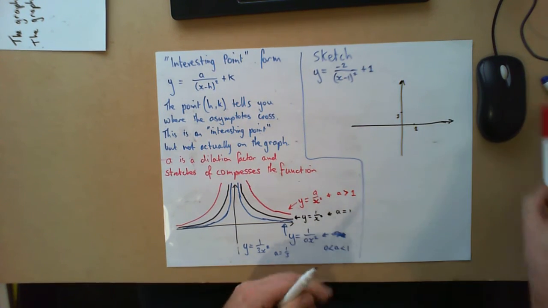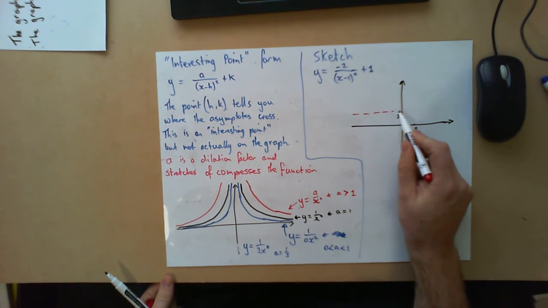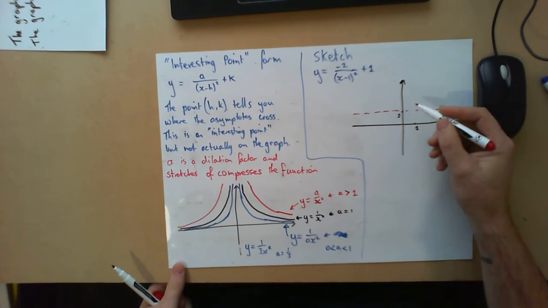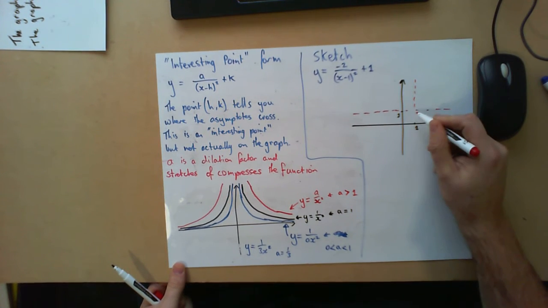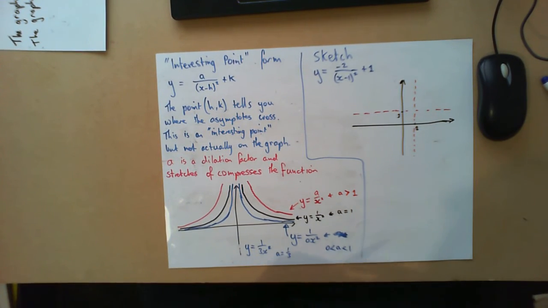Okay, so this is where our asymptotes are going to be. We're going to go through 1 and this way down through 1 as well. Okay, now we just need to see, well, what's going on with that -2.